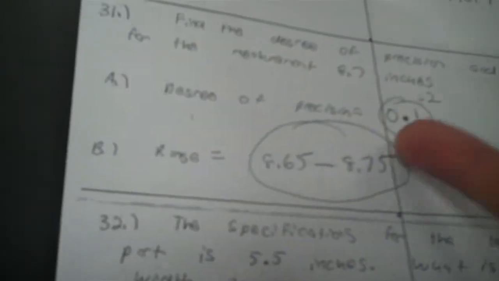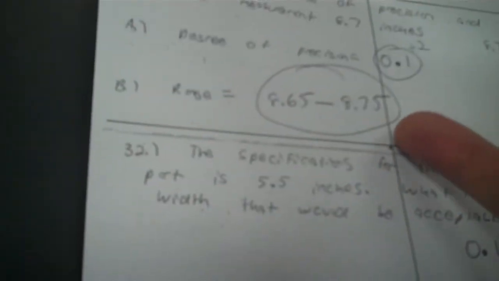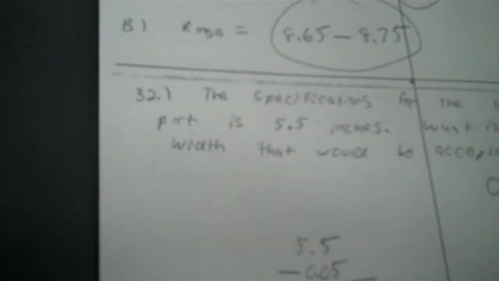It's essentially the same process here. You don't need to find the maximum, though. You just find the minimum. Anytime they ask for a range, you got to find the minimum and the maximum, make a dash, but just the least amount, just find the minimum. 5.45.